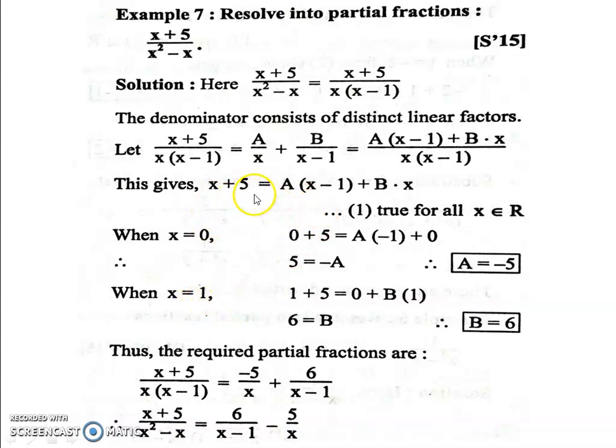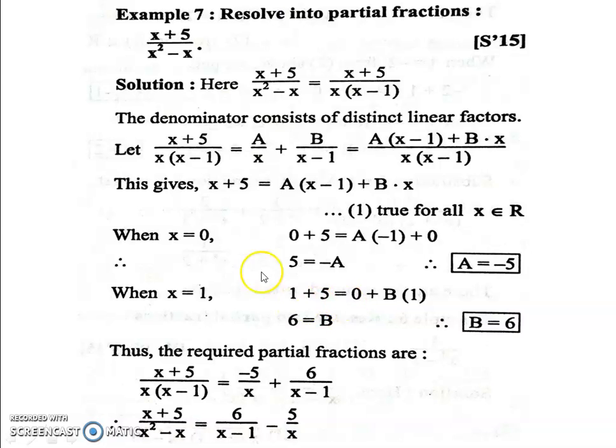So 1 plus 5 is equal to capital A into 1 minus 1, which is 0. 0 into anything is 0. So we derive that the first term is 0. B into 1 is B. So we derive 1 plus 5 is 6 and 1 into B is B. So 6 equal to B. That means B is equal to 6.